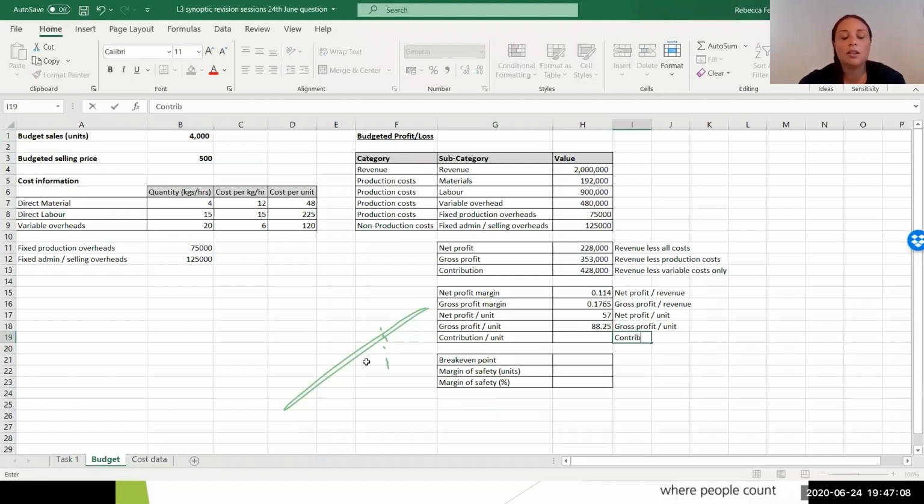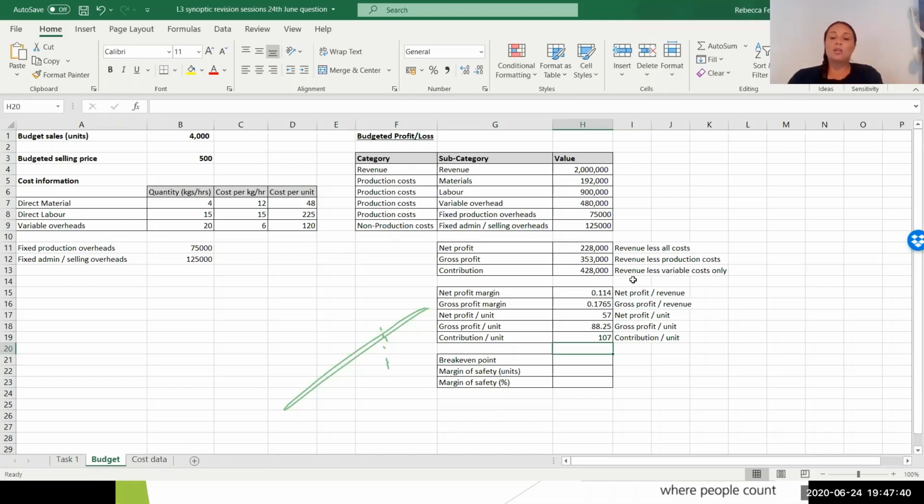Contribution is our last one. So contribution divided by the number of units. We're going to take our contribution there in H13 and divide it by budgeted sales in B1 of 4,000, which gives us 107. So like I just said, if you've got wrong numbers in any of those boxes above, you wouldn't lose any additional marks by actually doing these formulas correctly. You'd still be able to gain full marks on this section.